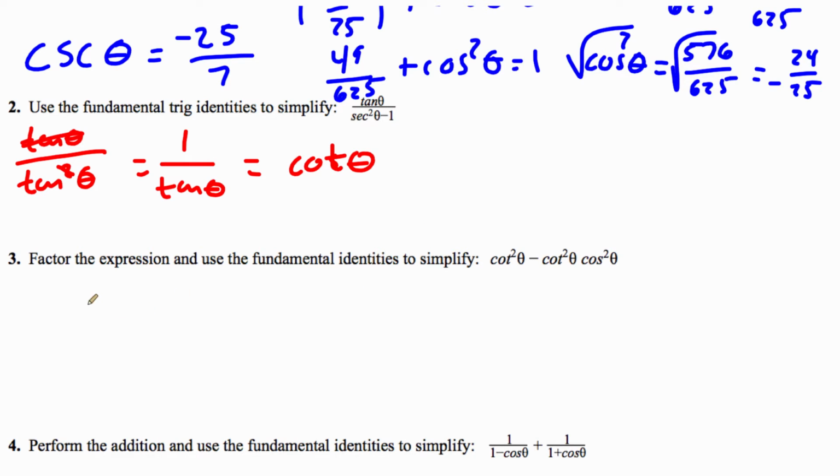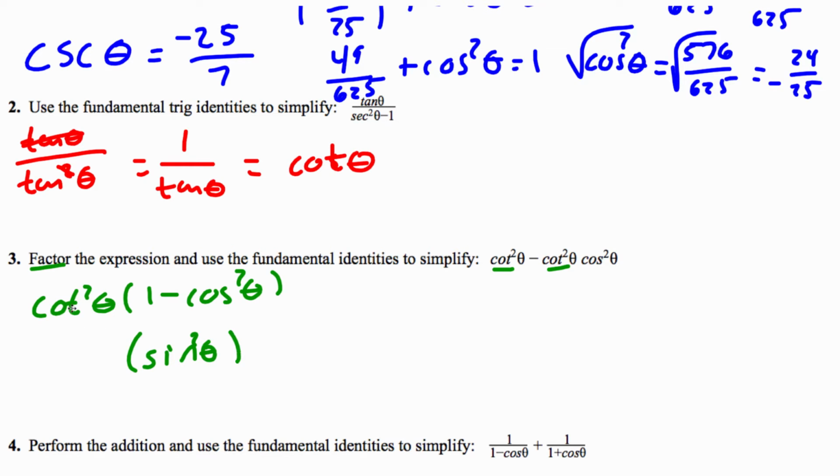For problem number 3, we're asked to do a little factoring before we simplify down. And since factoring is the very first word, that's what I'm going to look to do first. We've got a cotangent squared showing up in both of our terms. So we're going to pull that out as a GCF. So we've got cotangent squared of theta times 1 minus cosine squared of theta. Now 1 minus cosine squared, we can use a Pythagorean identity to make that sine squared of theta.